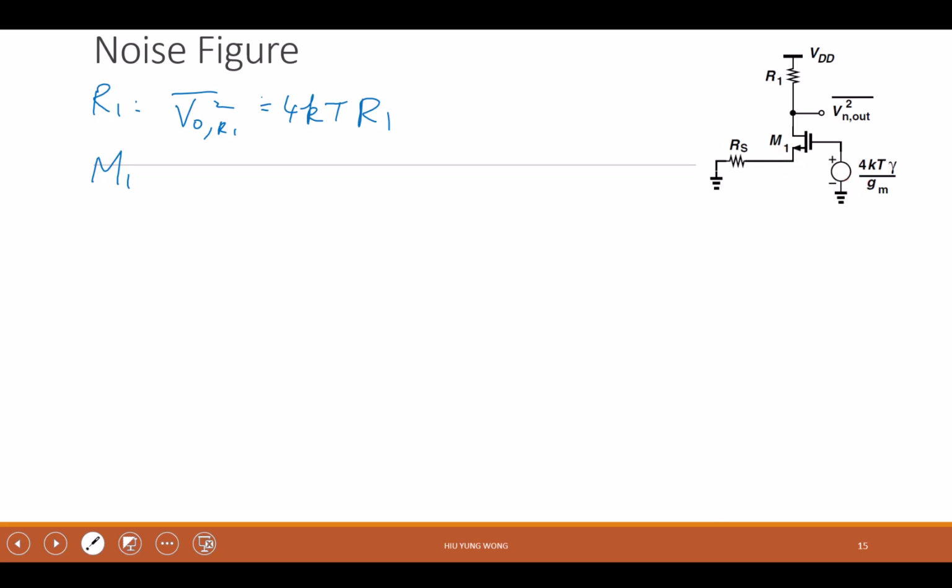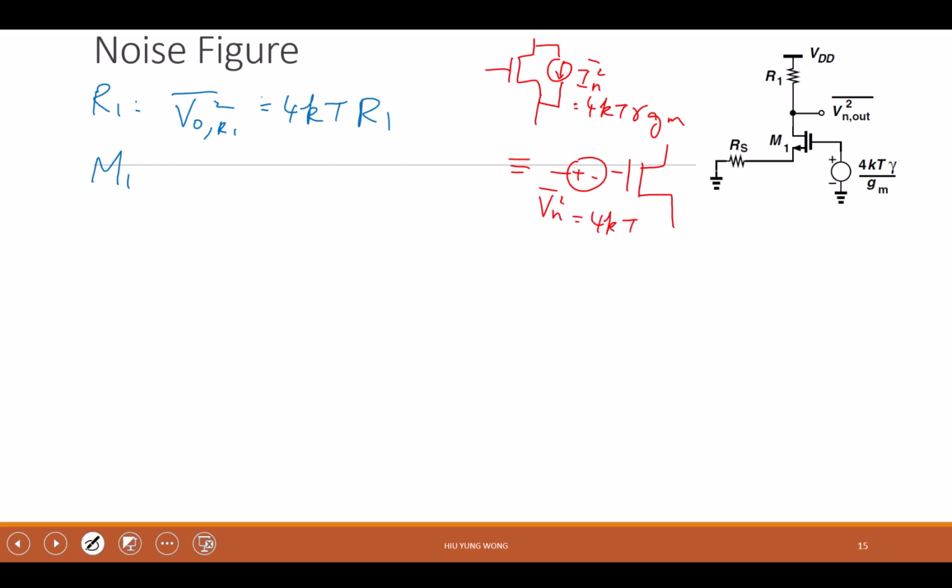Do you remember we did this? If you forgot, let me quickly remind you. You have this device, right? This one is In squared equals 4kT gamma gm. This is equivalent to putting a voltage noise at the gate with Vn squared equal to 4kT gamma over gm. Very difficult to see, but do you understand what I mean?